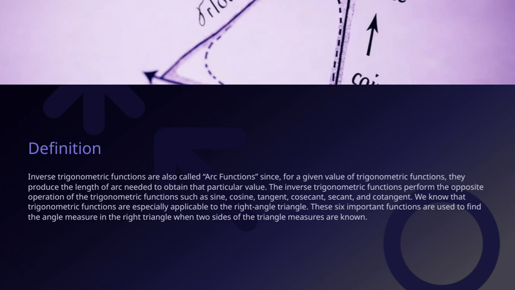Now, these functions are especially useful when we're working with right triangles. Remember, in a right triangle, if we know two sides, we can use these 6 key functions to find the measure of the angle. So, in essence, inverse trigonometric functions are essential tools for solving triangles and understanding the relationship between angles and side lengths. They really complete the picture of how angles and ratios connect in trigonometry.